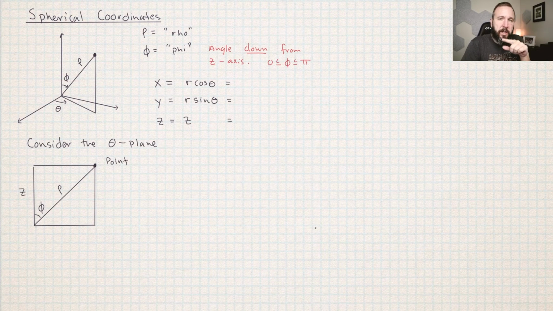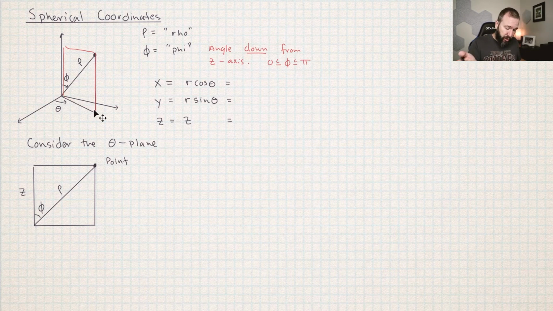The easiest way to change from rectangular coordinates to spherical coordinates is to go through polar coordinates. So let's start by looking at this plane right here. I call it the theta plane. Hopefully you can see from my drawing that this plane is perpendicular to the xy plane and it makes an angle theta with the x-axis.